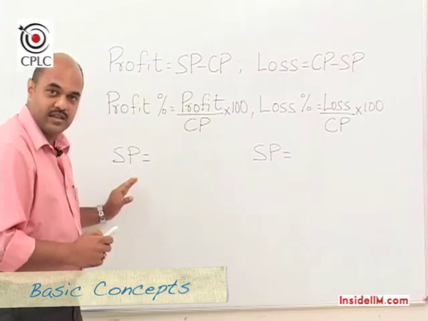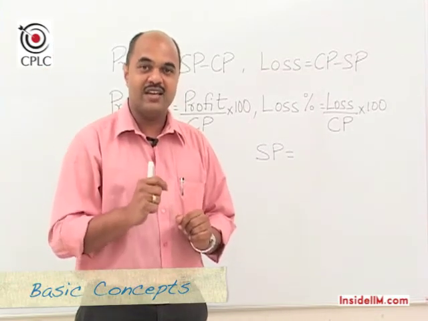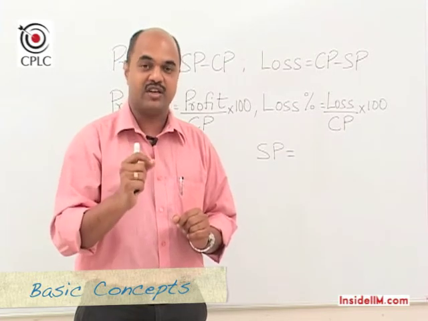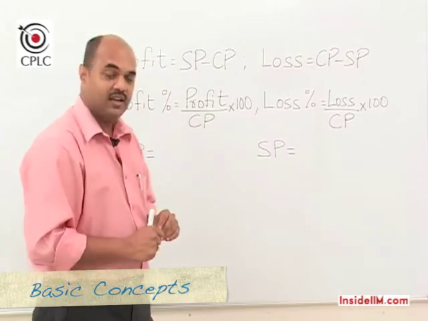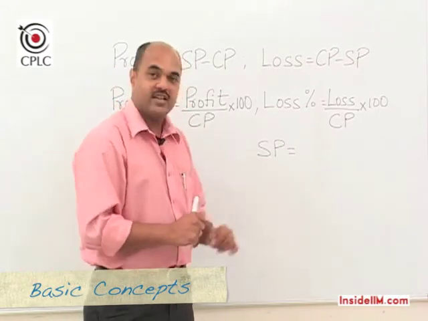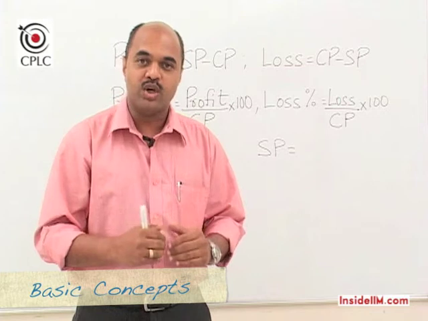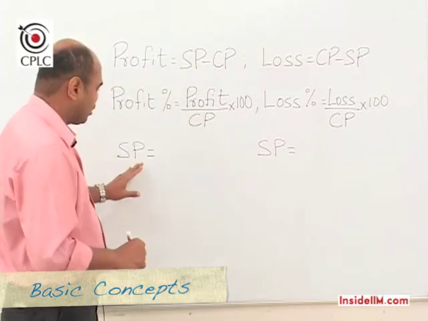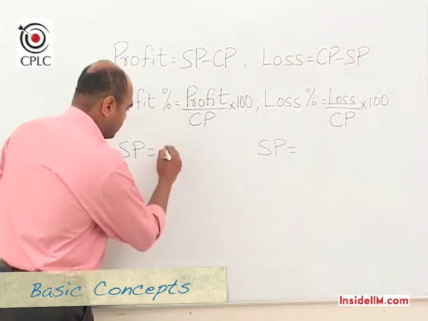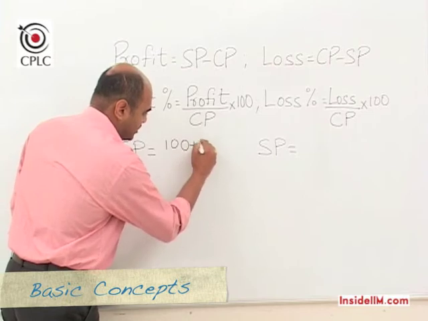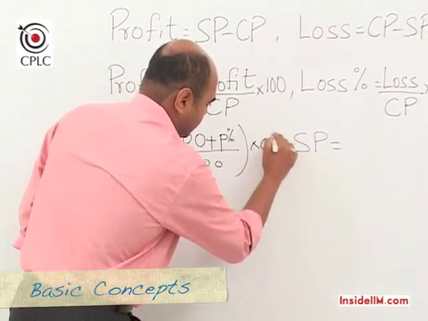When I look at selling price, in a profit scenario, it would mean that the cost price is increased by a percentage which is P percent if P represents the profit percent. On the other hand, in a loss scenario, selling price would be L percent, where L represents the loss percent, L percent lower than the cost price. And hence, if we have to write the formula for selling price in a profit scenario or a loss scenario, then it would mean 100 plus P percent upon 100 multiplied by the cost price.